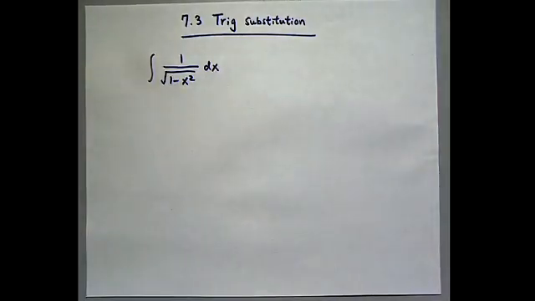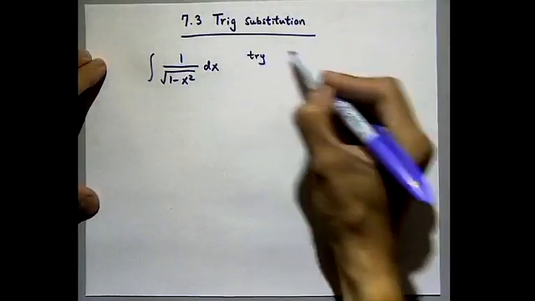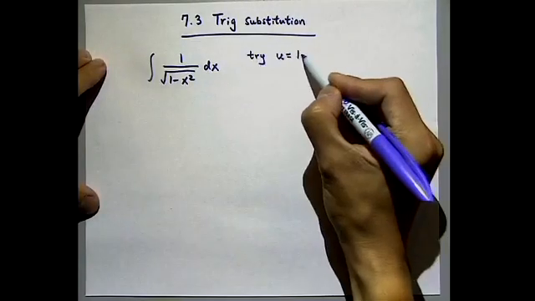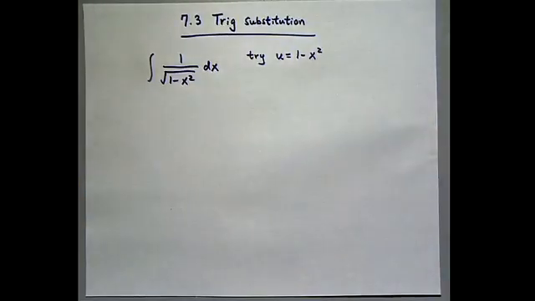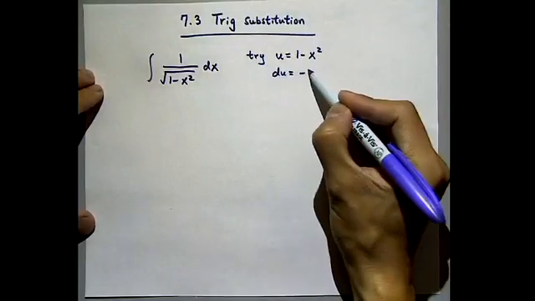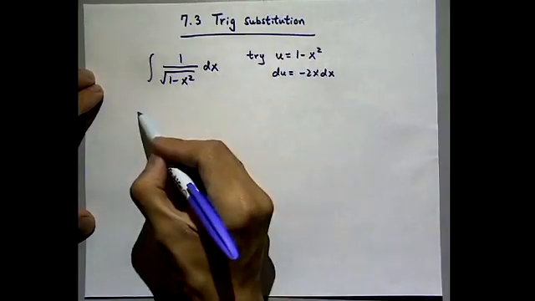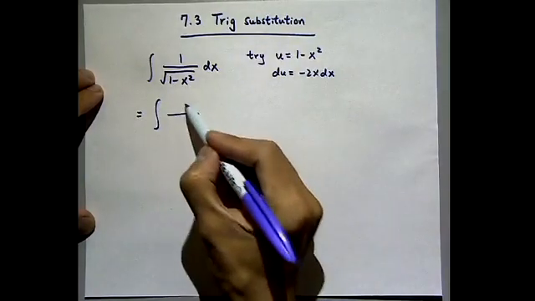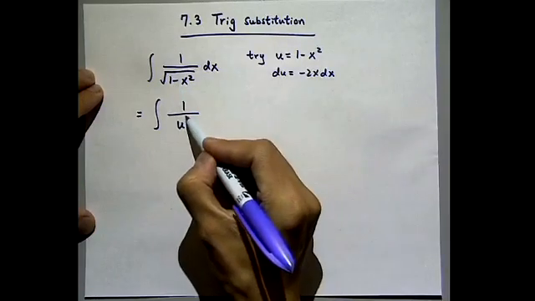If we were to integrate 1 over radical 1 minus x squared dx, if I were to use a regular substitution, I would choose 1 minus x squared to be u. Right? It's a very obvious choice. And that would tell me du equal to minus 2x dx. So when I do the substitution, this stuff downstairs is simply u to the power of 1/2. That's not a big deal.